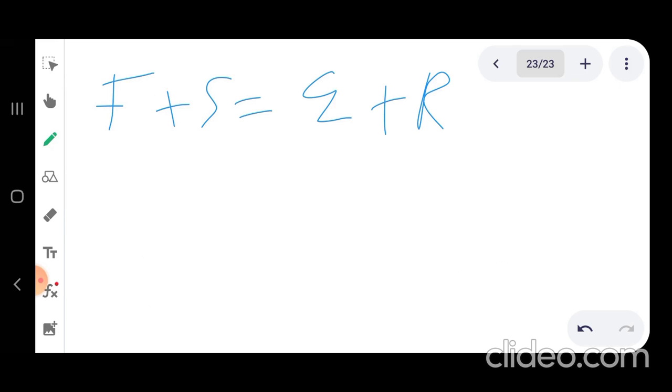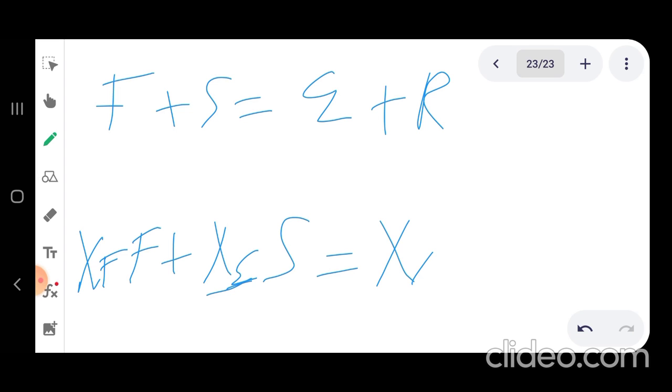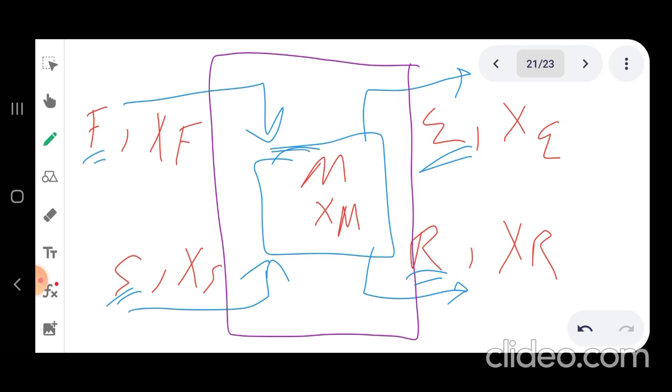Now, if you would like to do a component material balance on component A, for example, which is our focus solute, this simply will be xF F plus xS S, this is xS, equal to xE E plus xR R. Okay, so that's it. This is the material balance on the overall system.